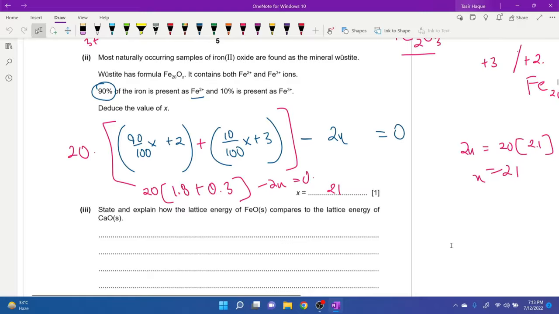So how do we solve this? Basically, you need to understand that there are 20 iron atoms in each unit. So out of those 20, 90% is iron 2 plus, 10% is iron 3 plus.